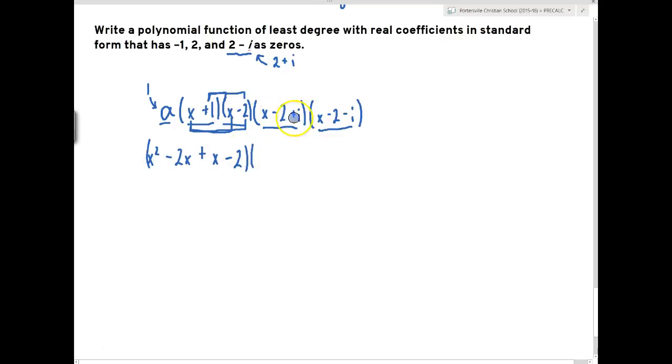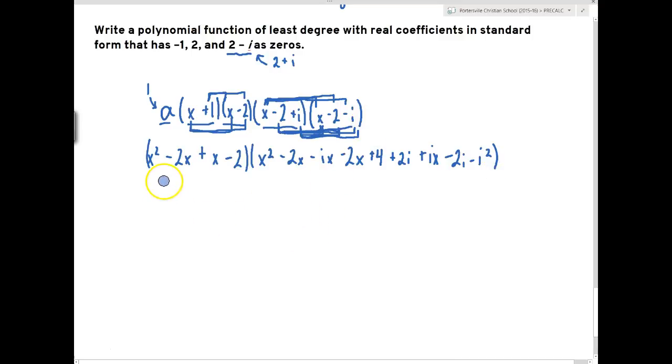My second factor is going to be these two multiplied together. So I'm going to have to do each of x minus 2 and i times x minus 2 and negative i. So x times x is x squared. x times negative 2 is minus 2x. And x times negative i is negative ix. Taking the negative 2 times each term, I get negative 2 times x is minus 2x. Negative 2 times negative 2 is positive 4. And negative 2 times negative i is positive 2i. Finally, I multiply the i by everything, and I get ix, I get negative 2i, and I get negative i squared.